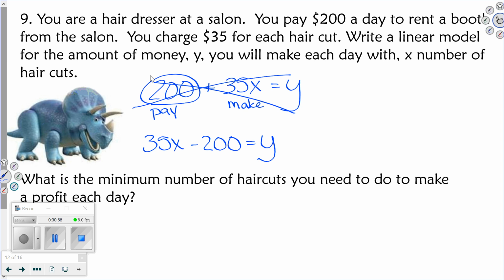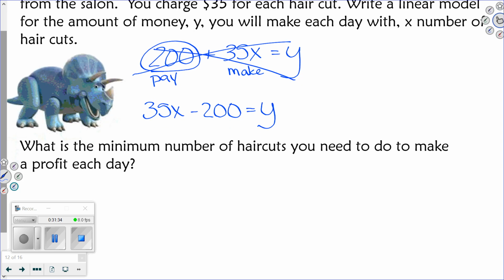If I wrote 200 minus this, what would happen if I did, I don't know, 20 haircuts? 200 minus a number bigger than 200 is going to give me a negative number, which I don't want. Okay? Now, if I did it this way, let's say I only did one haircut that day. 35 minus 200, is it okay to be negative then? Yeah, because that means I lost money that day. Okay? Mathematically speaking, it's okay to have a negative there. Yes.